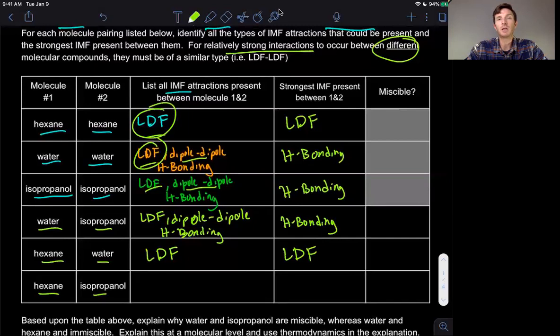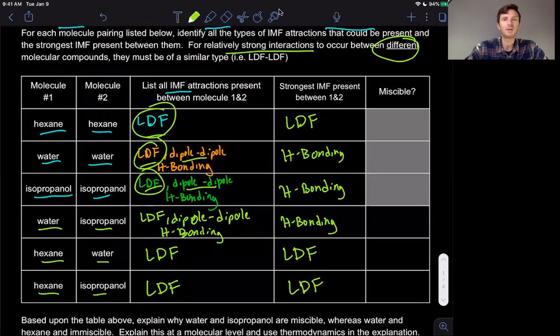What we're going to do is compare that back to the idea of whether these things will mix based upon the interactions that water has by itself or hexane molecules have by themselves. Then we move on and we look at hexane and isopropanol. Hexane is also a nonpolar molecule. Isopropanol is polar. However, the only overlap they would have in intermolecular force attractions, again, would be London dispersion force attractions.